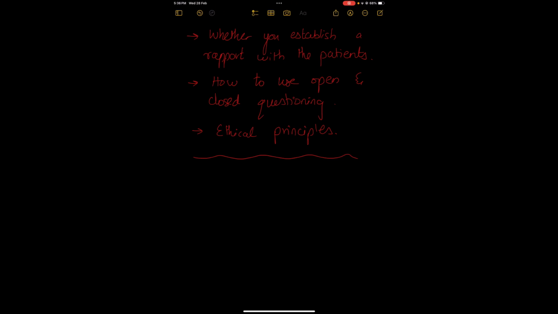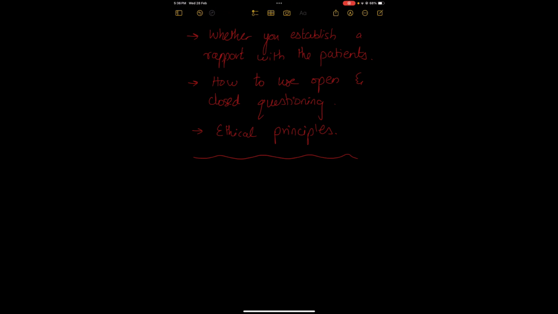Another example is a grieving patient, or some patient that you have to break bad news to. So how do you break the bad news? Do you break the bad news in layers? Do you take breaks? Is your voice low? Are you empathetic? Are you understanding the patient's difficult situation? So you have to act towards the patient like this.